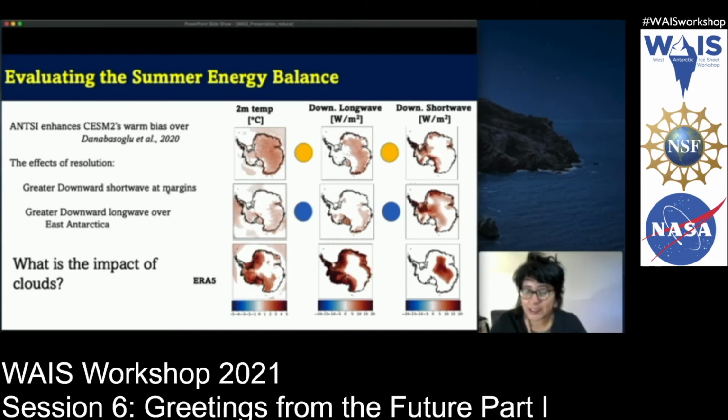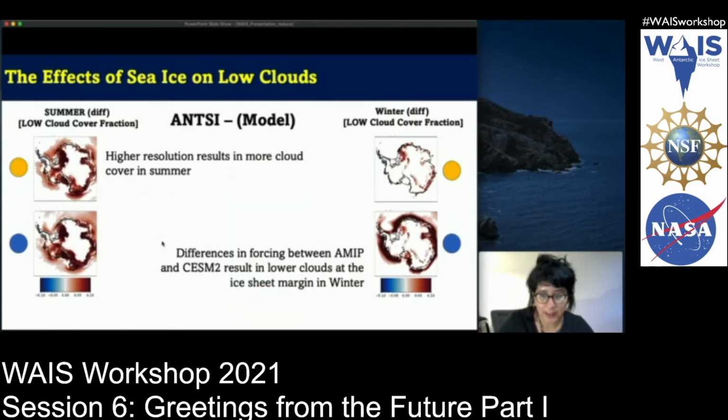So we're going to have to tease apart what exactly is going on with clouds with a little bit more depth. And here we're not looking at overall clouds, we're looking at just low clouds. What we can see here in the low cloud cover fraction from summer is that we have enhanced low cloud cover in both as compared to the AMIP model and the CESM2 LENS model. So this is just an effect of resolution.